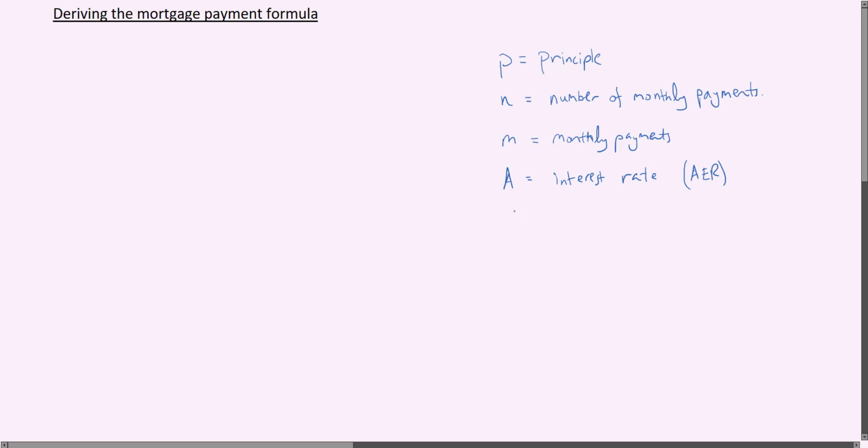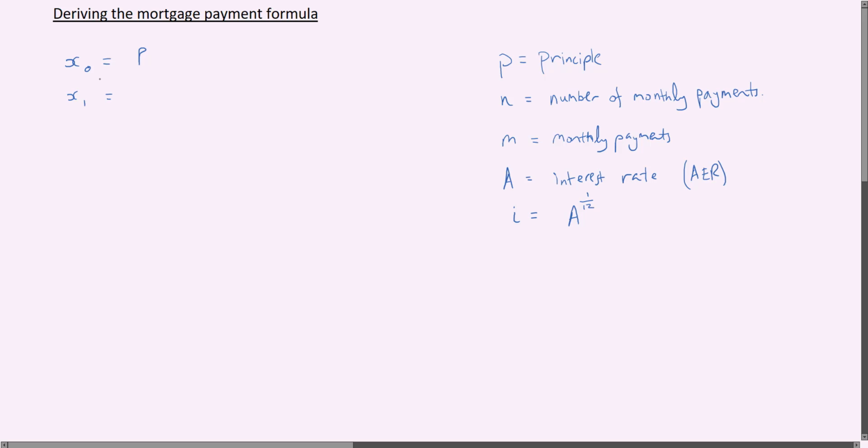But in our calculation, we're going to need the monthly interest rate, which is going to be A to the power of 1/12, which is the 12th root of A. There's another video explaining where that comes from. So we actually need to set up another variable, a working variable called X, which represents the amount of money we've still yet to repay.